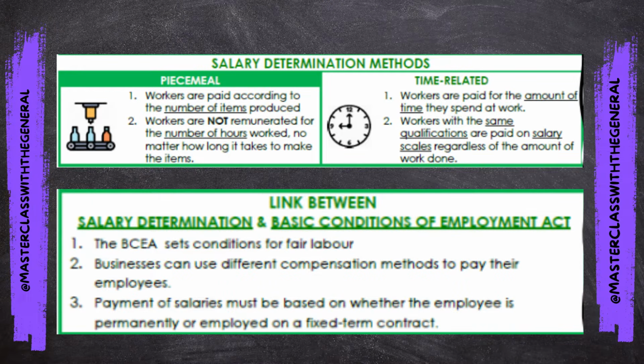Workers are paid according to the number of items produced. So here, the salary that will be received by the employee is not predetermined offhand. This salary is going to be determined by how many products or how much services they have produced during a specific time. So those that produce more will be able to be paid more, and those that produce less will be paid less. So it's now down to the employee, and this is used mostly in production-oriented businesses like in your factories and so forth.